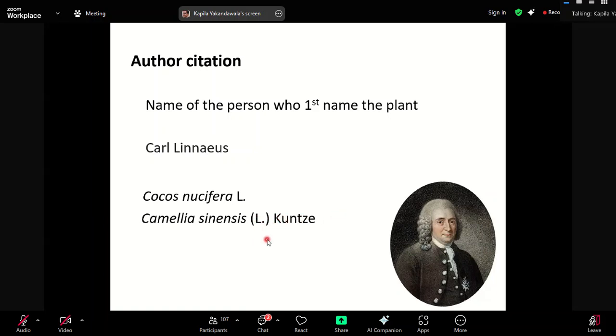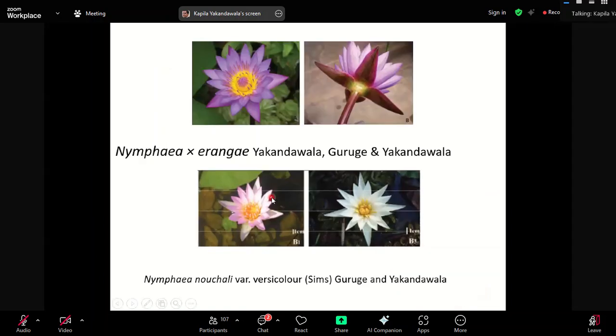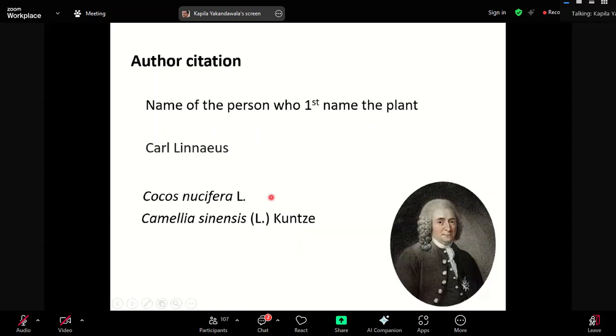Therefore, when you write in a report, not only the botanical name, for the first instance give the author citation as well. That is very important. So in the third year, you will do a research project, and when you use a plant name, any plant name, even tea, give the botanical name. That is very important, right?